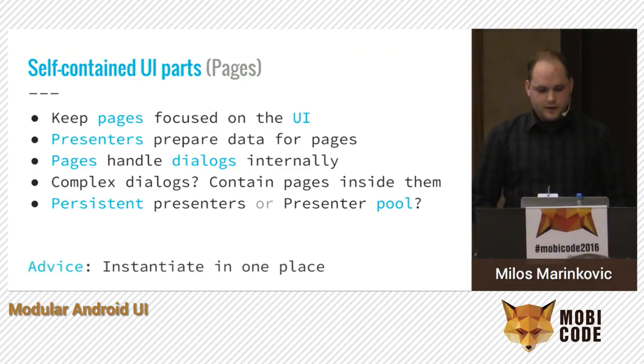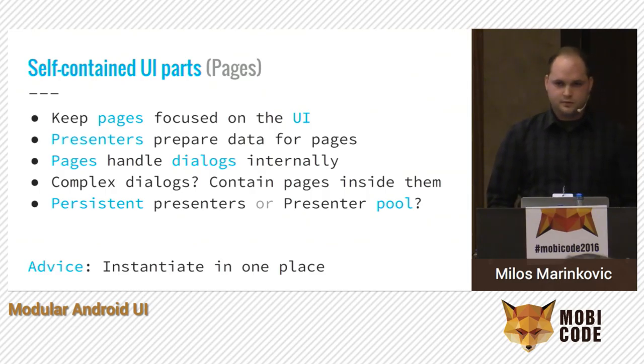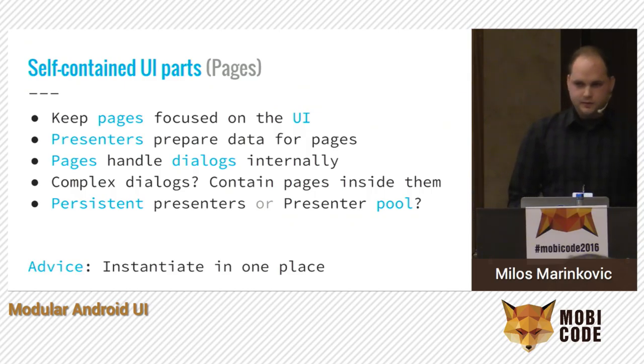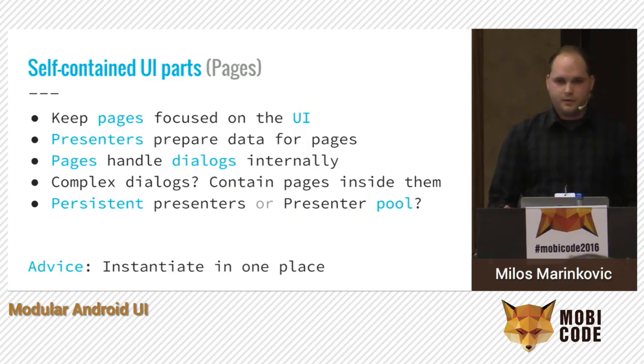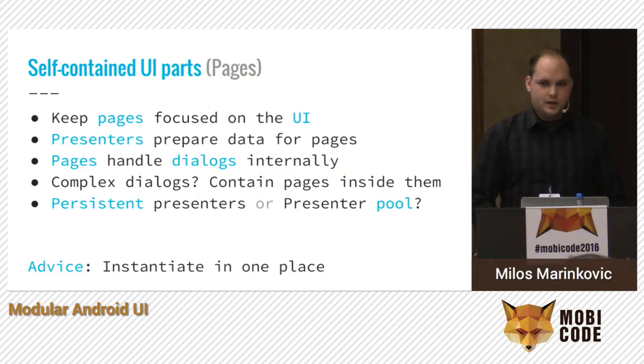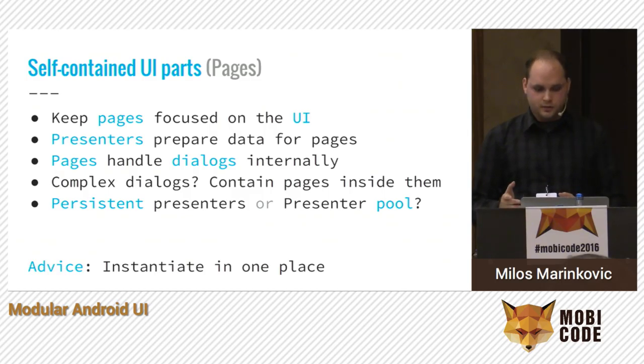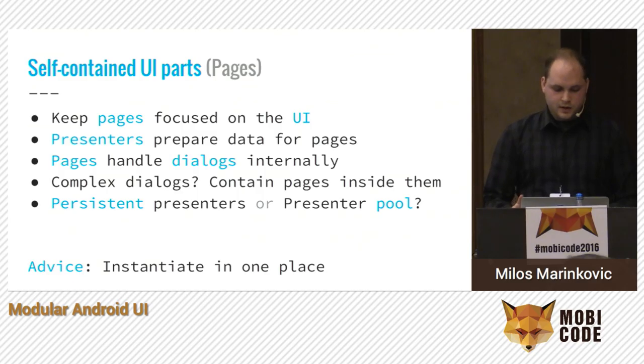And the general advice for pages is to try to instantiate them in one place. That means that we didn't like the mechanism where you always say new account list fragment and then put the fragment over there. We didn't like that because people created it everywhere with different constructor parameters, with different arguments. It created a lot of pain. When you get a bug, we couldn't find out where the fragment originated from.